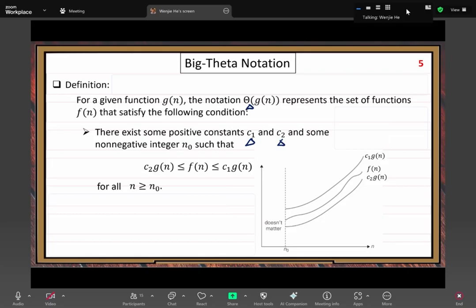These three are the most frequently used asymptotic notations. Actually, only two of them are most frequently used. Big omega is rarely used, not that frequent. So the most frequently used, one is big O notation, and another one is big theta notation.